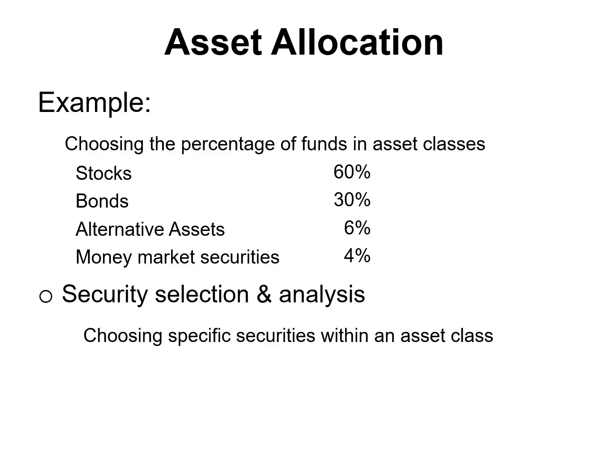Beyond these percentage allocations, an essential part of the process is security selection and analysis. This means choosing specific investments within each asset class based on a thorough analysis to ensure they align with the investor's objectives and the overall portfolio strategy.